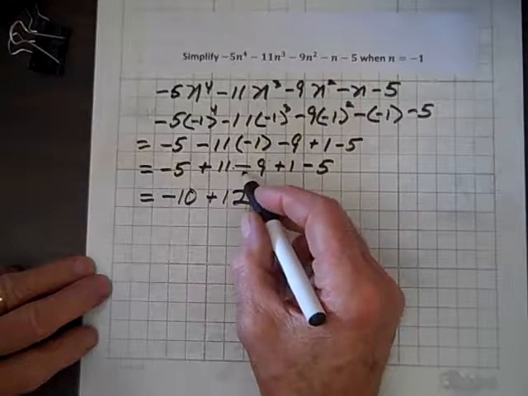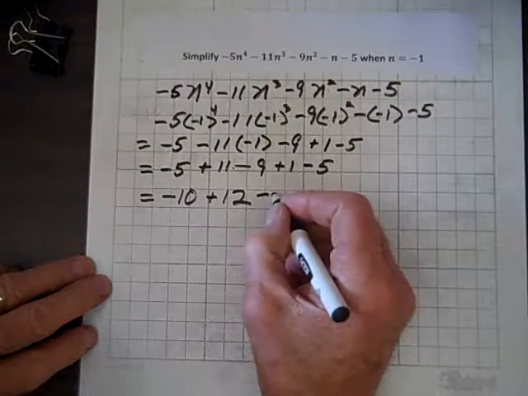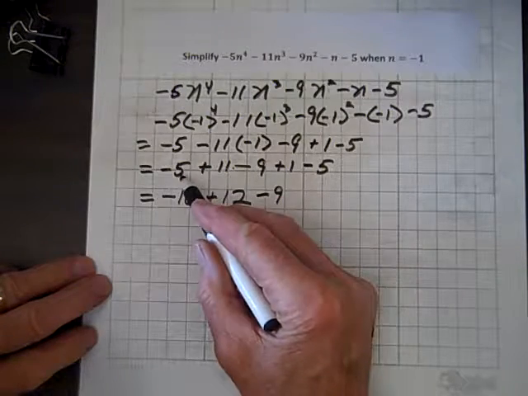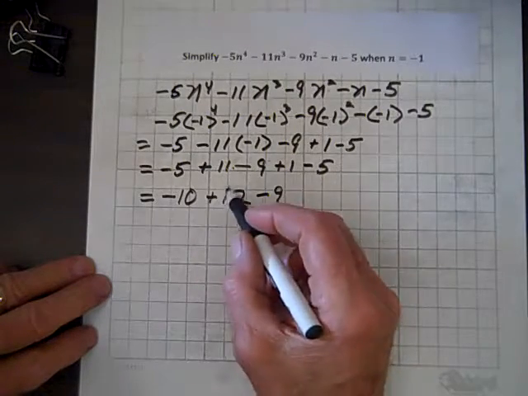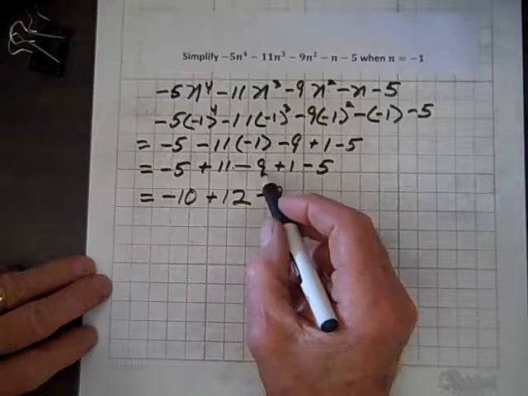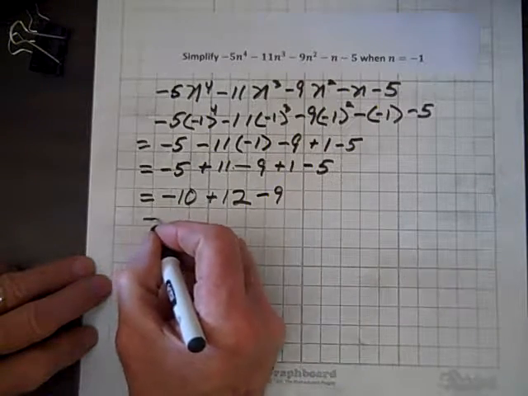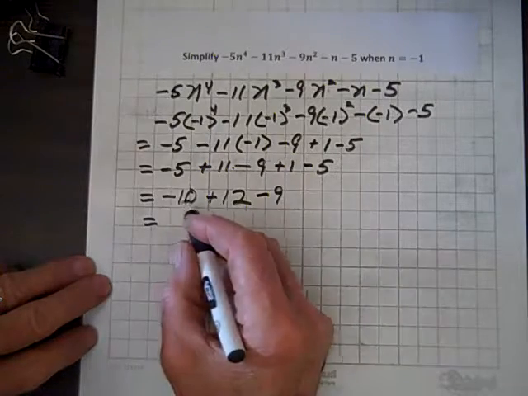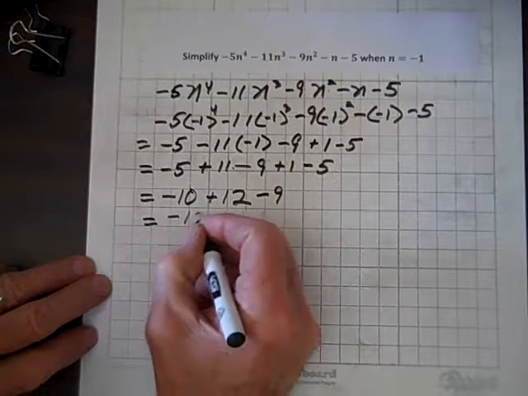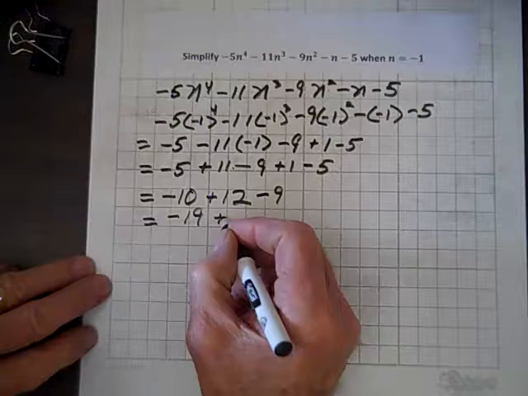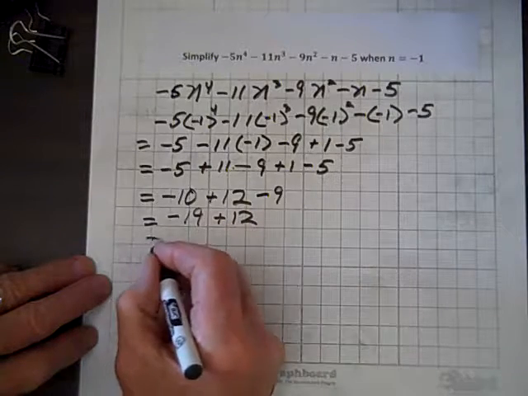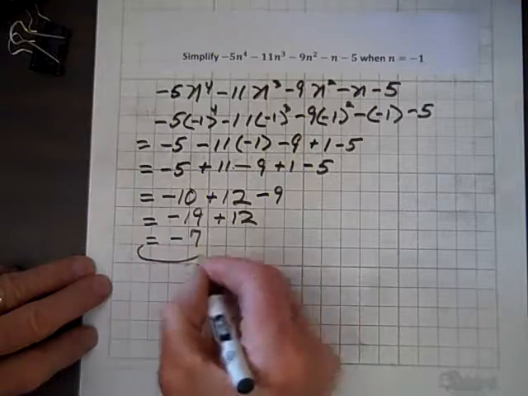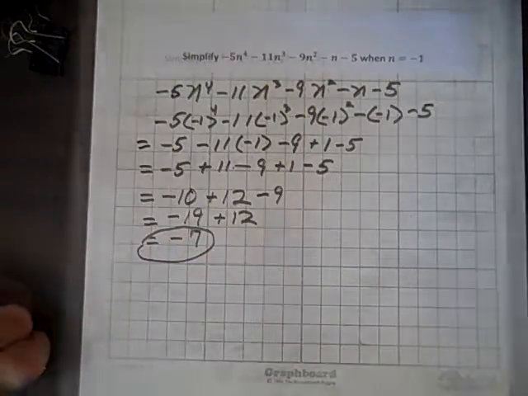And we have a minus 9. We haven't dealt with that yet. Okay. So let's see. We've accommodated that. 5, 5, 10. 11, 1, 12. And there's the minus 9. Okay. So it looks like we have a minus 19 plus 12. And that equals negative 7. And we are done with that one.